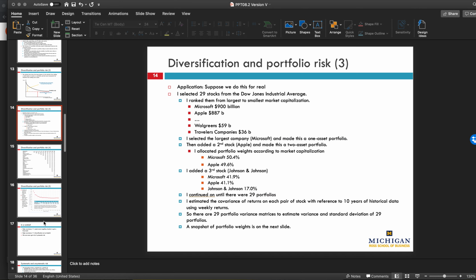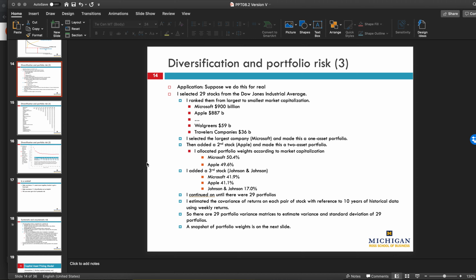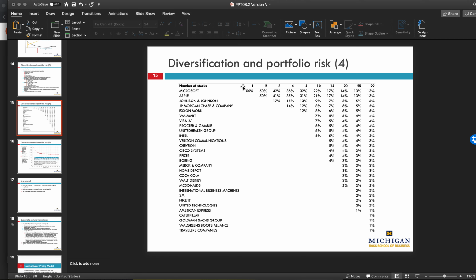And before I stop this video, I want to show you this really interesting thing that Professor Hall did. So he took 29 stocks from the Dow Jones Industrial Average. He selects the largest company and does one portfolio. And here's the actual thing. He weights, the largest stock is Microsoft. So he selects one and does Microsoft at 100%. He runs another portfolio with Apple and Microsoft at 50-50. Another one with Microsoft, Apple, and Johnson & Johnson. And he does that all the way out until he's done 29 portfolios. So notice that there are columns missing here. This is just to show you what it looks like.